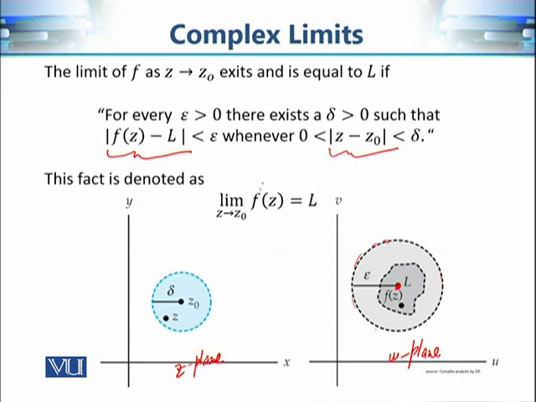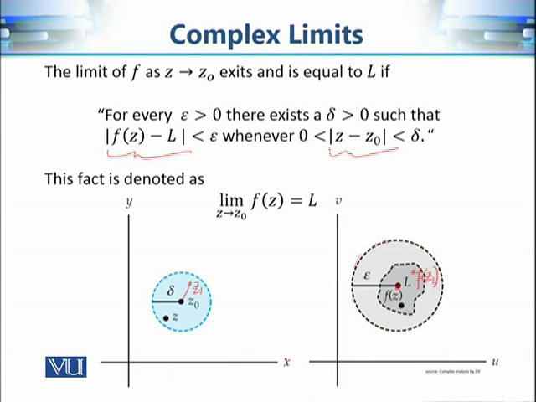So what does this definition mean? It means that whenever the distance in the z plane of a complex number is less than delta, let's say this is z1, then the functional value should be inside this disk of epsilon radius. In other words, the distance between f of z and L should be less than epsilon.